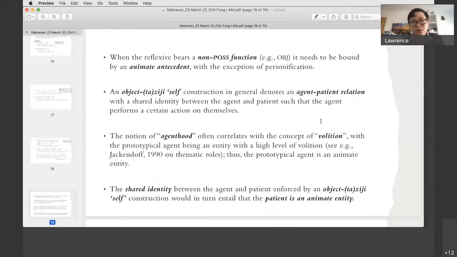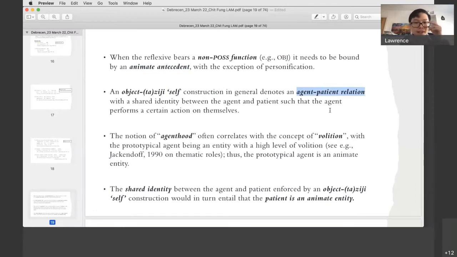First of all, when it is a non-possessive function, for example when it's an object, I assume that it has to be bound by an animate antecedent, with the exception of personification. So my point of view here is different from Jonathan Wang. But why is it like this when it is used as an object self-construction? We are denoting what we call an agent-patient relationship. At the same time, there is a shared identity between the agent and patient. So we are saying that somebody is doing something to himself or herself.